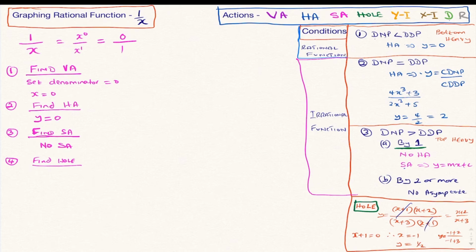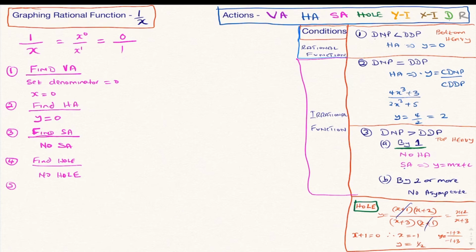In this case, x plus 1 equals 0, and then you find x equals minus 1. Then you put that minus 1 back into what's left after the cancel out to get your y. In this case, y is a half. So in our situation, 1 over x does not have a factor that is the same in both numerator and denominator. Therefore, no hole.